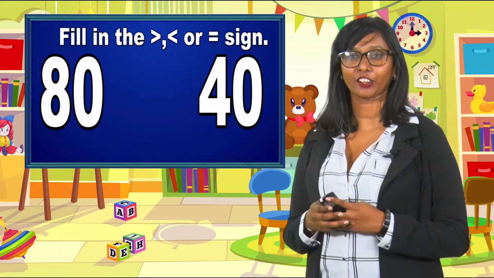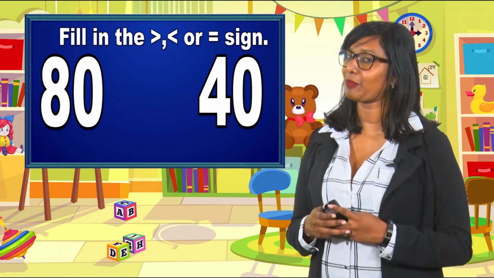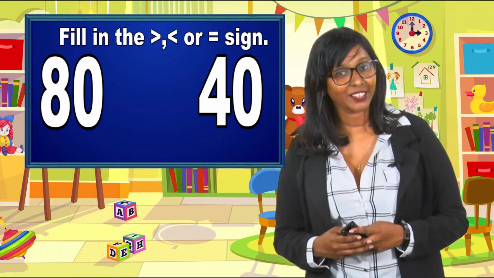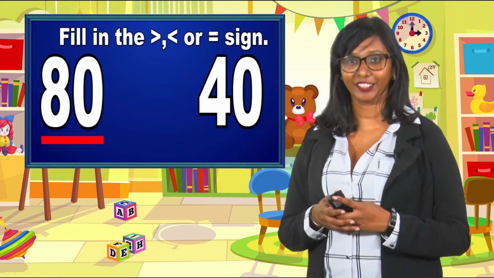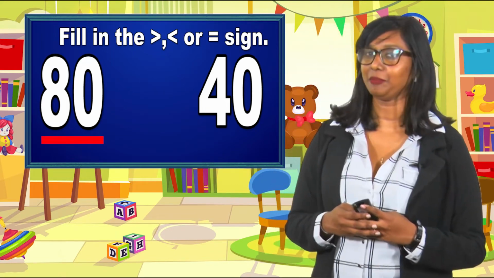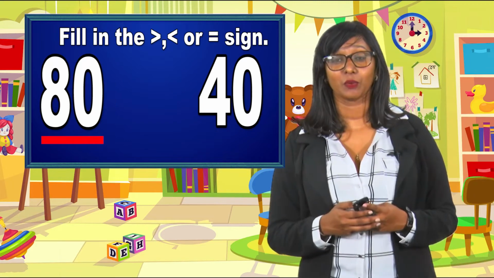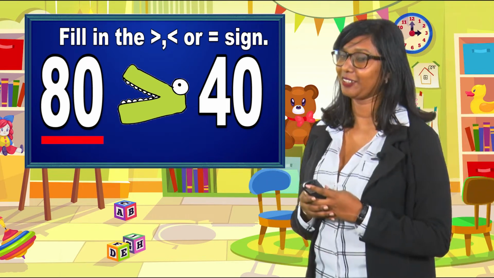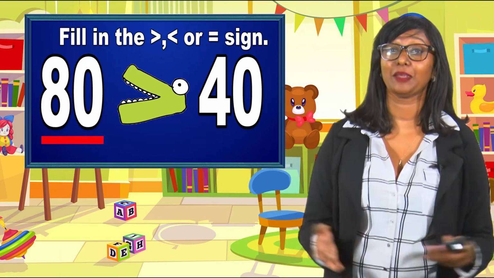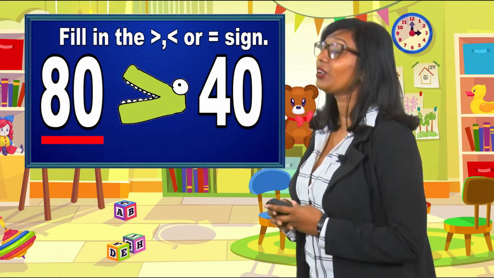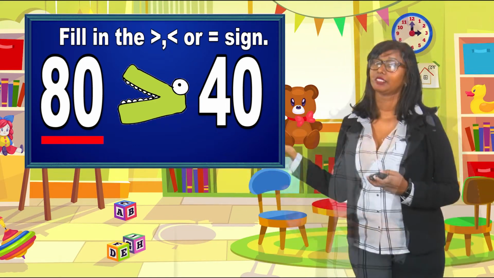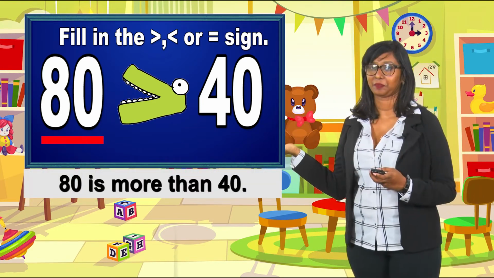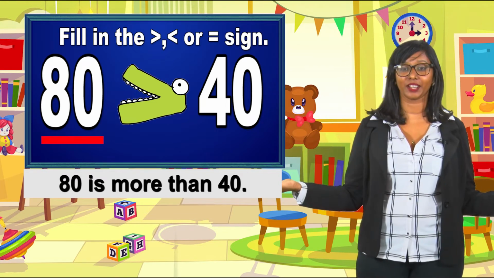So which one is the bigger number, boys? I'm going to ask the boys this question. Which number is the bigger one? The bigger number is 80. Very good. So girls, tell me, the mouth of the alligator will be open to 40 or 80? 80. Very good, because the alligator likes to munch on big numbers. So, we will use the more than sign, and it reads 80 is more than 40.